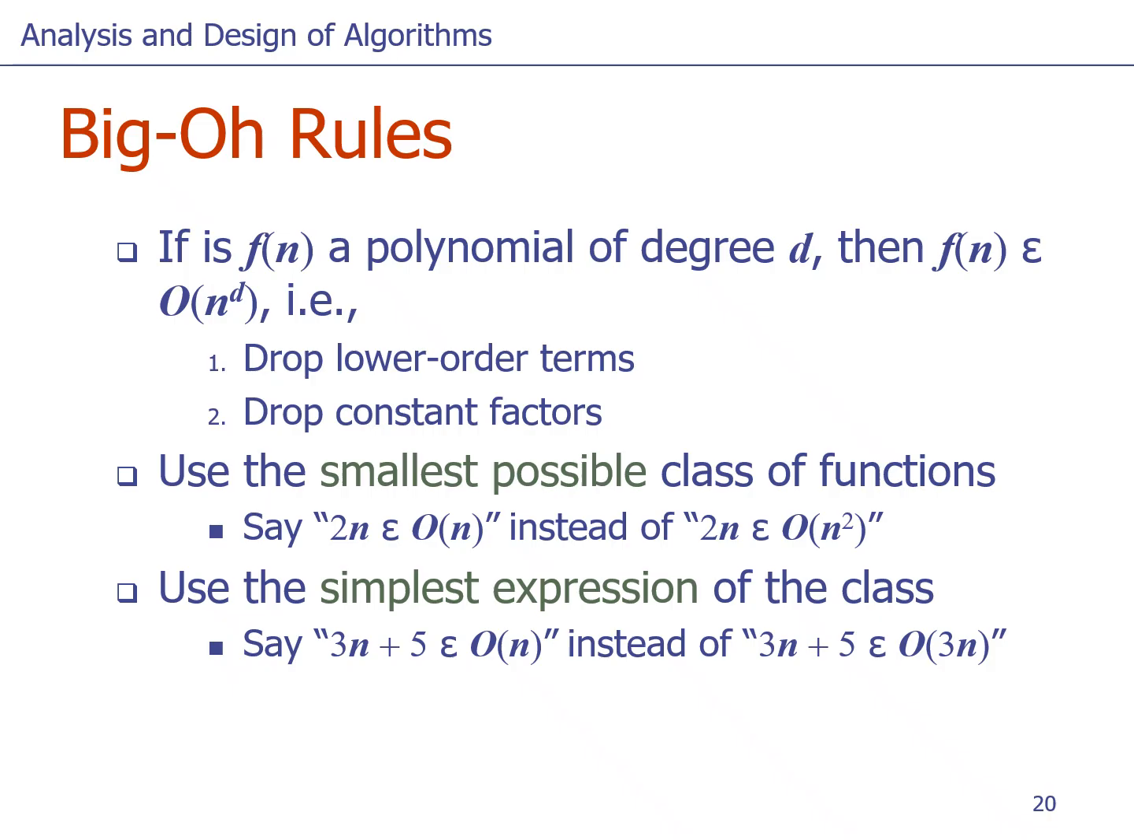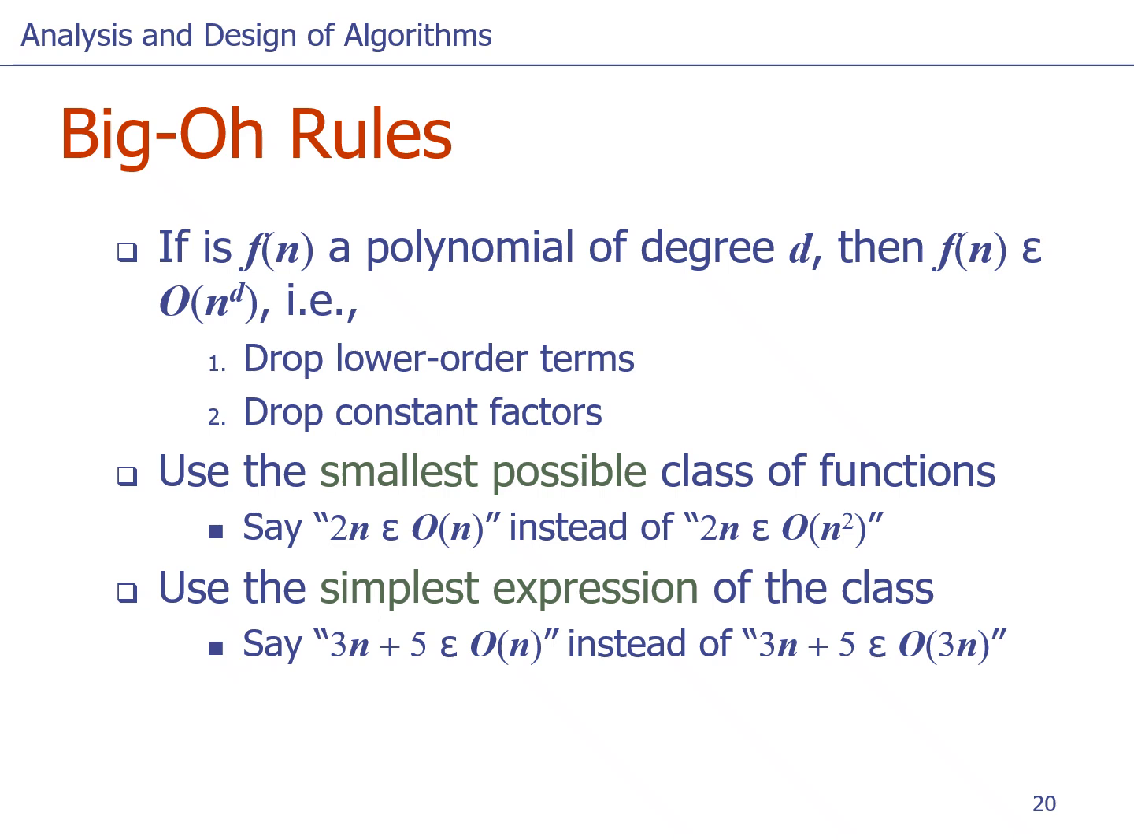Mathematically it is correct, but it's not helpful. So we will stick to the smallest possible class of functions, and we will distinguish it by calling it the tight upper bound. Okay? Now, the other rule, which I hope by now you got the idea, I'm going to always use the simplest expression of the class. So I'm not going to say the performance is 3n plus 5. I'm just going to say O of n.